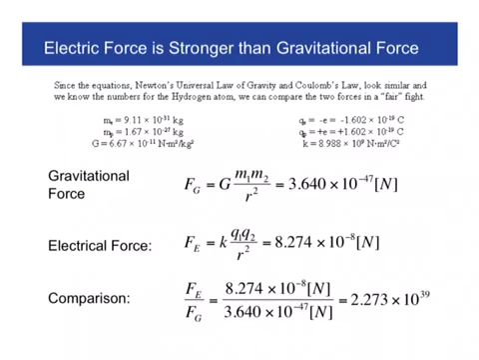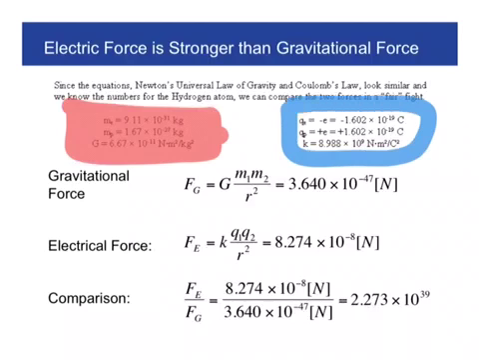Next one. Electric force is way stronger than gravitational force. The classical example on the slide is, let's compare electric force and gravitational force between an electron and a proton. These are just values from tables: mass of electron, mass of proton, and gravitational constant. And the same quantities are there for electric force: charge of electron, charge of proton, and the constant. Let's just plug in those values.